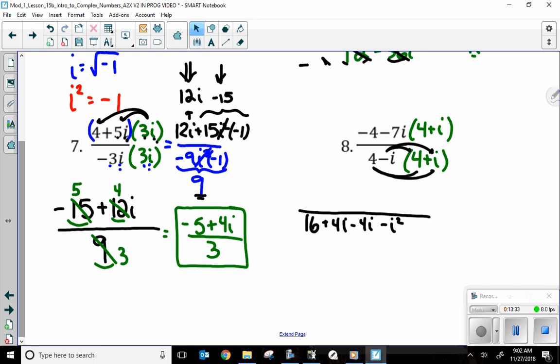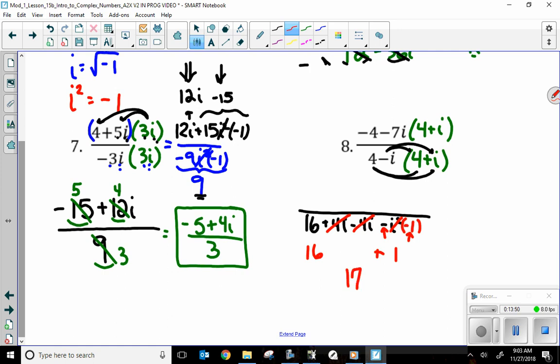Let's clean this up. Okay, the 4i's cancel, positive and negative. i squared is negative 1, so I'm negating a negative 1. So I end up with 16 plus 1, which is 17 in my denominator. All right? It's fine. It's good.